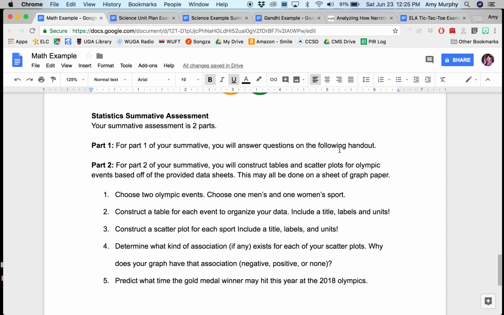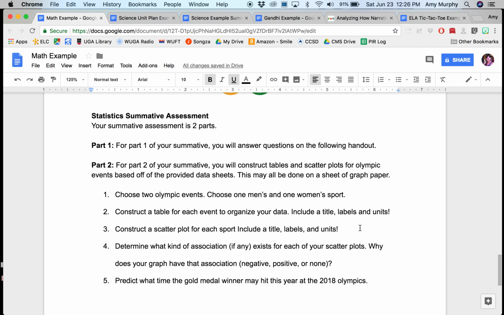So for part 2, they constructed tables and scatter plots for Olympic events based off of provided data sheets. So she gave them sheets that had all kinds of data about, if it was cross-country skiing, what were the different times and distances for each of the different events, things like that. So the students got to choose 2 events. One would be a women's and one would be a men's sport. They constructed a table for each event to organize their data, and they had to include these things.